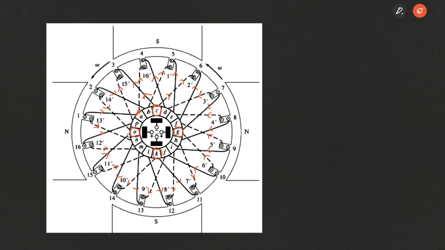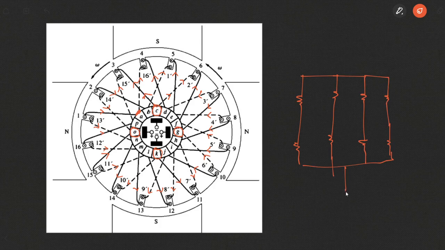So there are actually four commutator segments in this case, where the current is moving in from both coil sides or moving out from both coil sides. So in this case, there will be four parallel paths produced, and in each parallel path there will be a number of coils attached. So with lap winding, what you can see is four parallel paths will be produced.